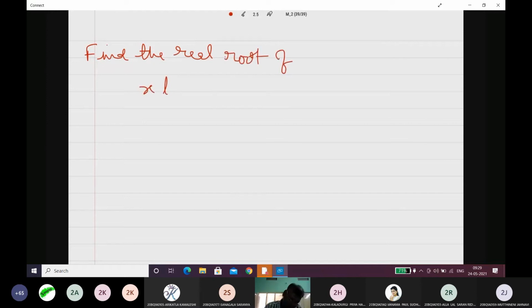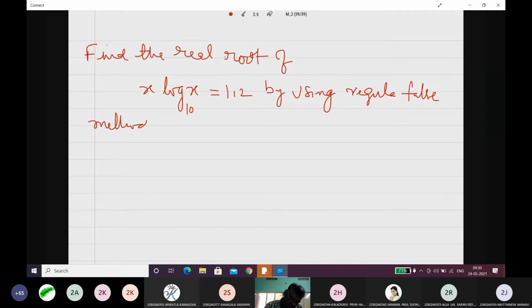Log x base 10 is equal to 1.2, by using regular falsi method. Already we have solved this problem under bisection method. Is it true? The root lies between 2 and 3. We are taking f of x is equal to x log x base 10 minus 1.2.